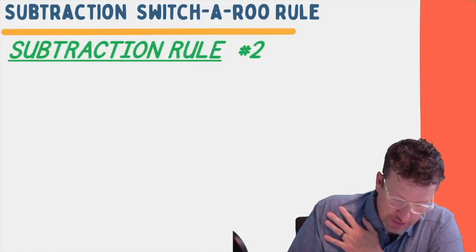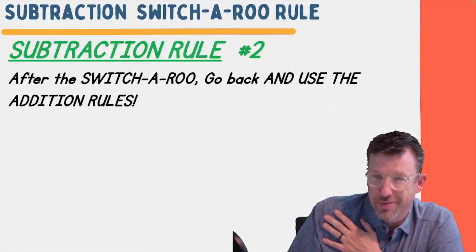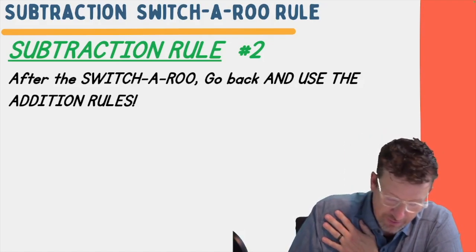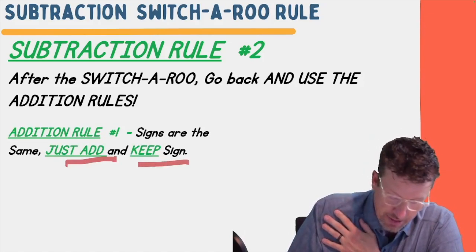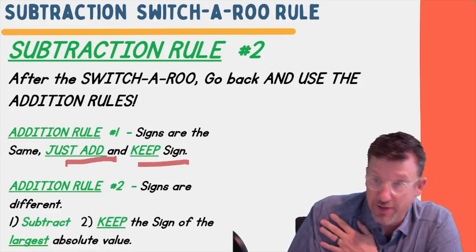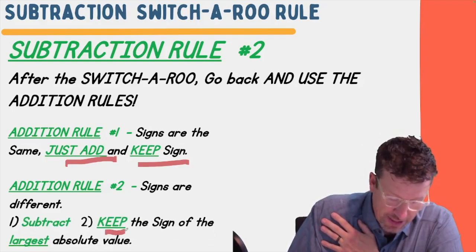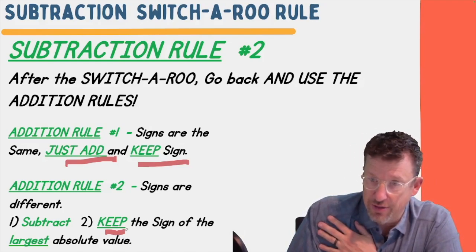All right, so let's look and see at this. Now, same thing. After you do the switcheroo, then you go back and use the addition rules that you learned in the other video. So addition rule number 1, if the signs are the same, just add and keep the sign. And then just as a review, addition rule number 2, the signs are different, subtract the two numbers, and keep the sign of the largest absolute value. So you just learned how to do that, so use that with this one.